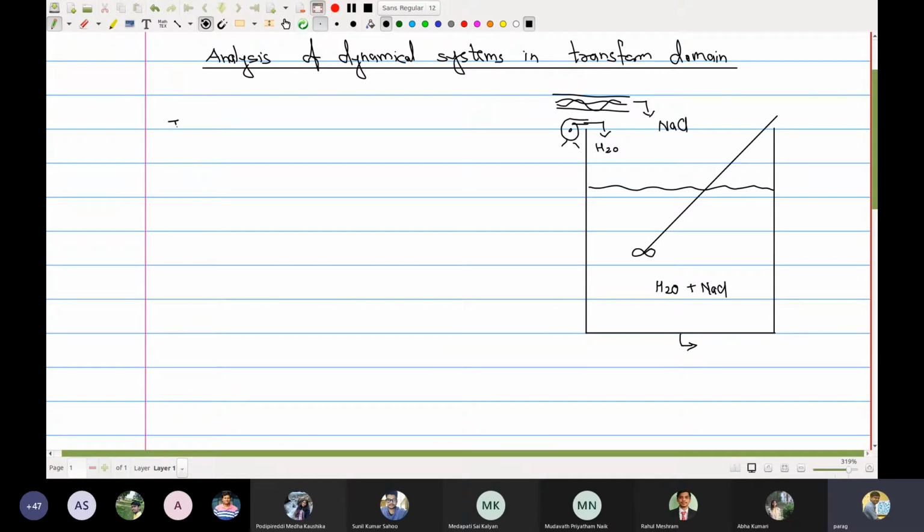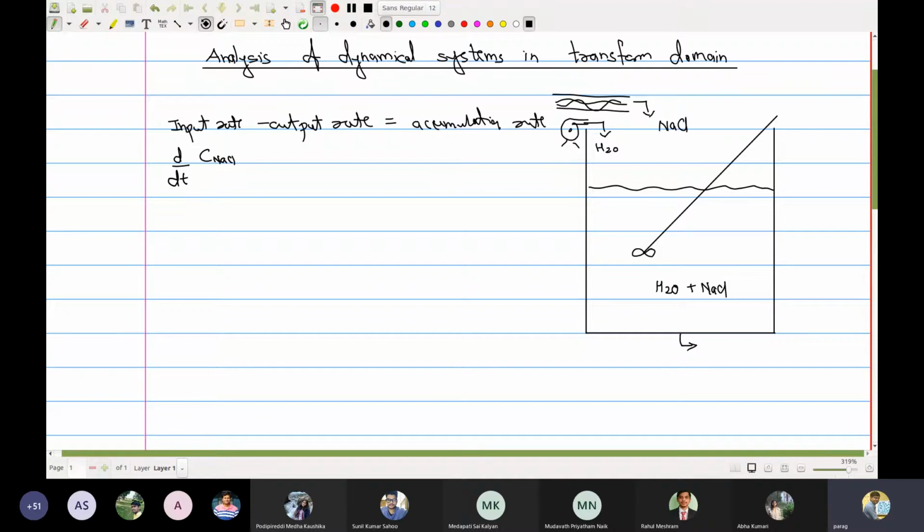So you will basically write input rate minus output rate. There is no generation or consumption by reaction, or even by nuclear reaction. So you simply write here accumulation rate, right? And what is being accumulated? Let's say concentration of NaCl. So you will have dC_NaCl/dt.